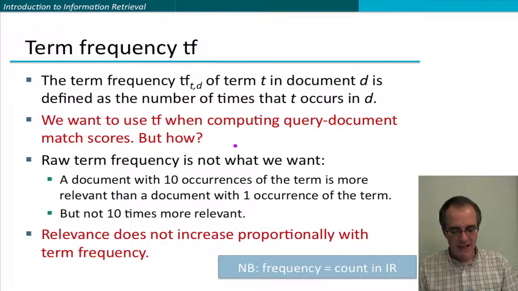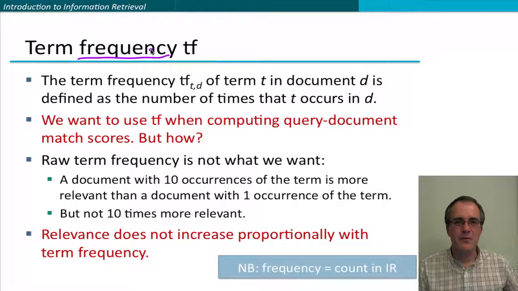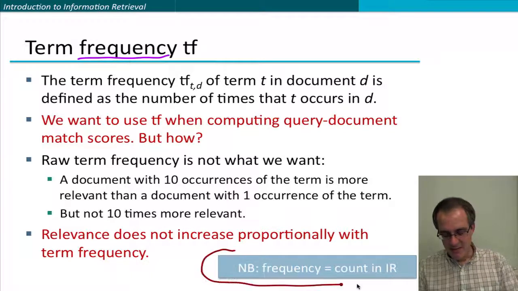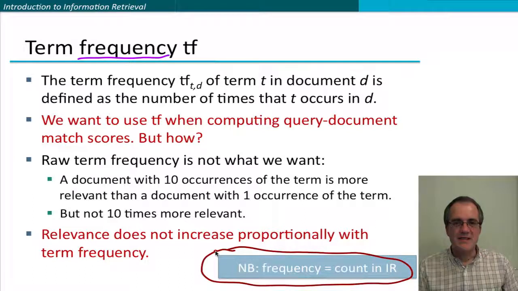We talk here about term frequency. Now the word frequency actually has 2 usages. One is the rate at which something occurs, the frequency of burglaries, and the other sense of it is the one that's always used in information retrieval. So when we talk about frequency in information retrieval, frequency just means the count. So the count of a word in a document.